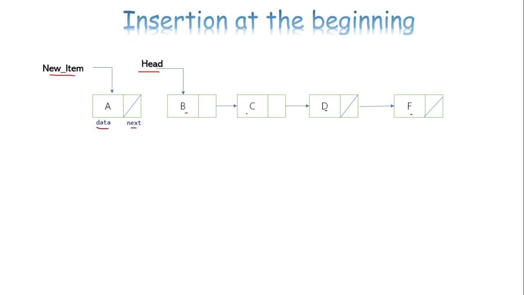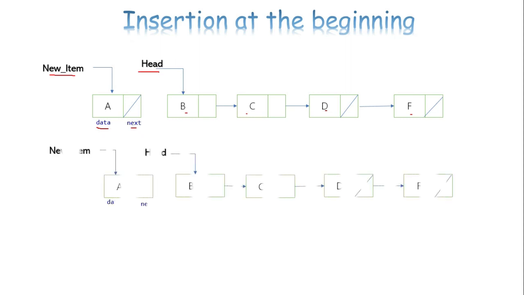So if you want to access A, then you have to write new item dot data. And if you want to access the pointer, then you write new item dot next. Suppose you are asked to link this new item at the beginning of the linked list. It means the position of the new item node should be before B.